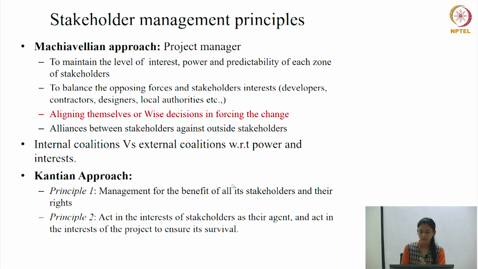Another approach of stakeholder management is the Kantian approach, where it has two principles of management. The first principle involves management of the project for the benefit of all of its stakeholders and their rights. Their rights must be ensured and it must benefit all of its stakeholders. It's like a consensus. Principle 2 is where a project manager has to act in both ways, in the interest of the stakeholders as their agent and in the interest of the project to ensure its survival.